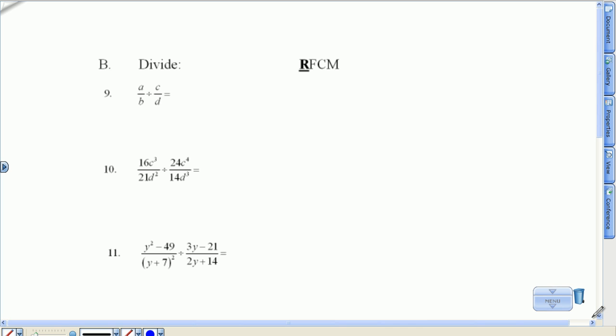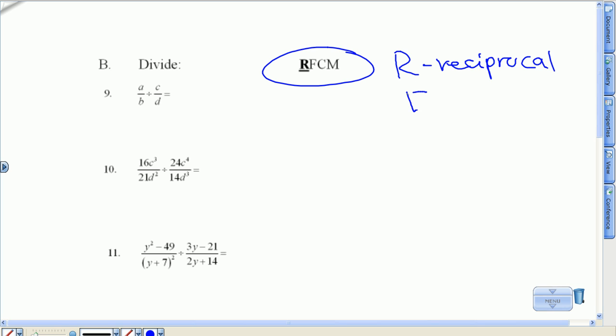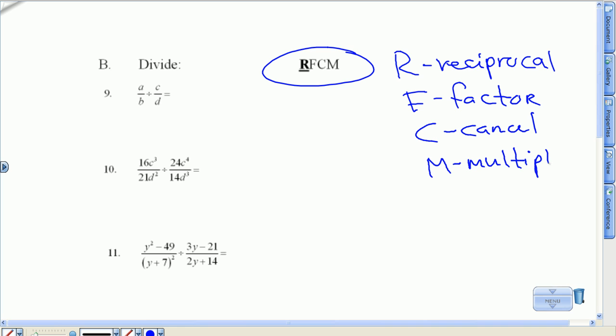Alright, number 9. We have AB divided by CD. You'll notice that our flip, cancel, multiply has an R in front of it. R stands for reciprocal. You can't actually divide fractions. So instead we're going to multiply by the reciprocal. Whoops, that's not fraction, that's factor. If only I had one of you here to make sure I spell things correctly. C is cancel, and M is multiply. So we're going to actually turn this into a multiplication problem.